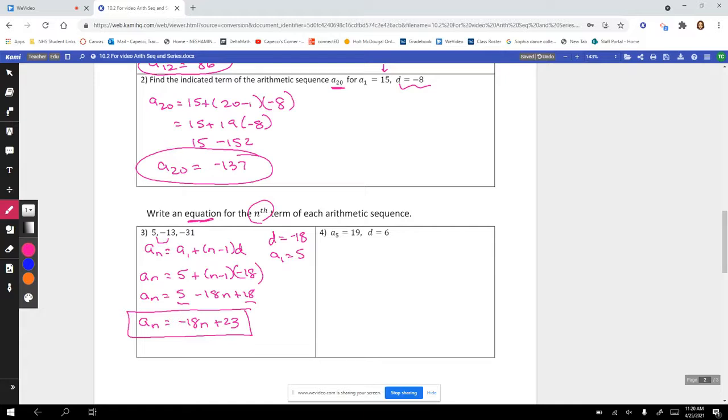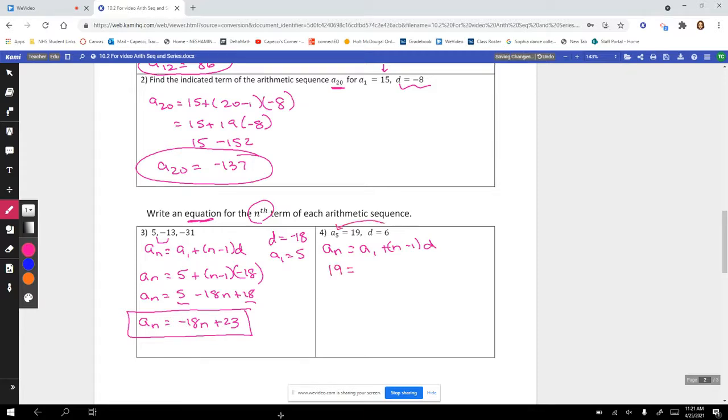All right, let's look at number 4. This one's slightly different, but again, let me get my formula set up. And again, as you get a little bit better at these, you'll be a little quicker. But let's see what I have. I have my 5th value. My a sub n is going to be 19.